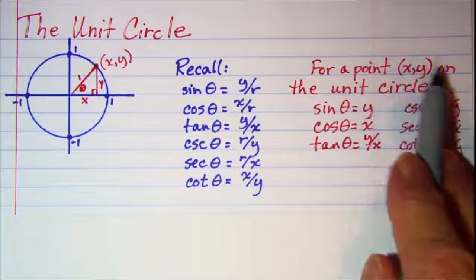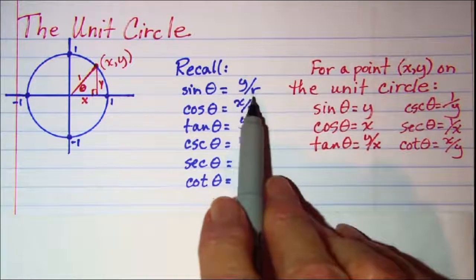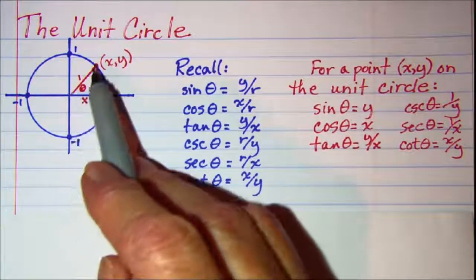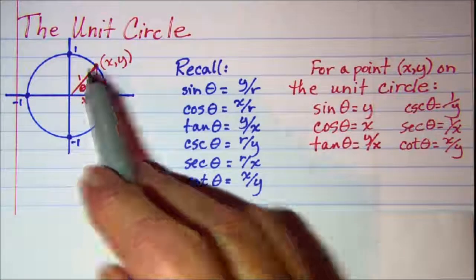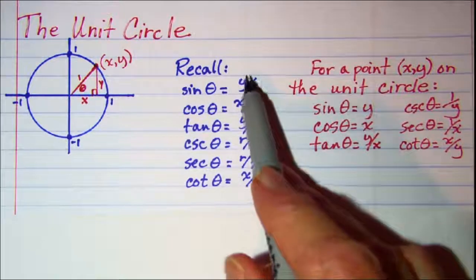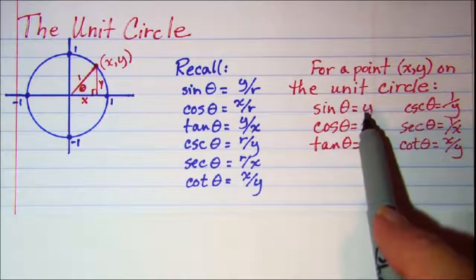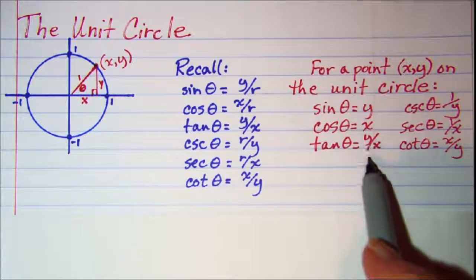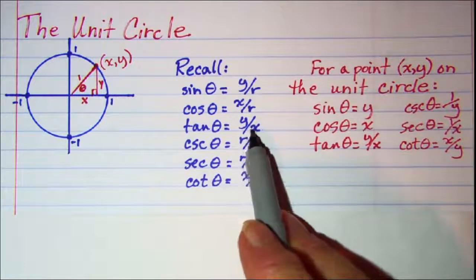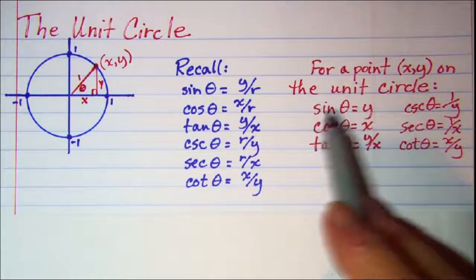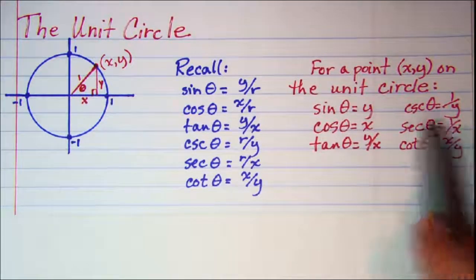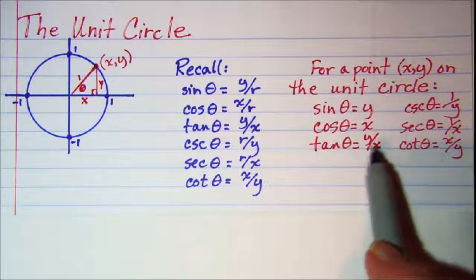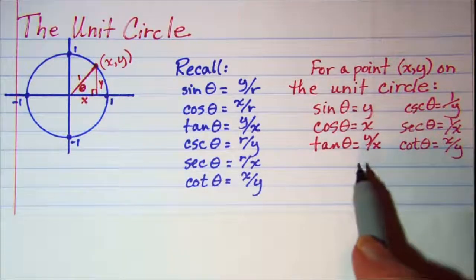For a point (x, y) on the unit circle, since r, which is the hypotenuse, or the distance from the origin to the point, is equal to 1, then the sine of theta is y over 1, or just y. Cosine theta is x, and tangent theta is y over x, same as before. Then the reciprocal of sine, cosecant, is 1 over y. The reciprocal of cosine, which is secant, is 1 over x. And then cotangent is the reciprocal of tangent.